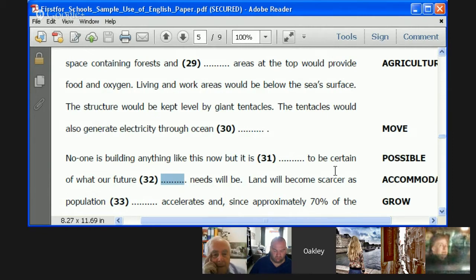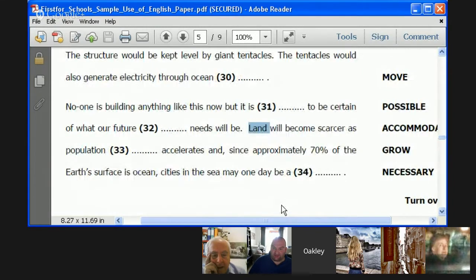Okay. Simone, let's continue from here. Land will become scarcer as population growth accelerates, and since approximately 70% of the Earth's surface is ocean, cities in the sea may one day be a necessity. Okay, well, two for one. What did you say for this one? Growth. Okay, noun form. You are correct. Definitely because we know it's a noun because after there's a verb, accelerates. Nouns do actions. And then the last one, again the noun because of the article, necessity. All right, you got it. That's it.